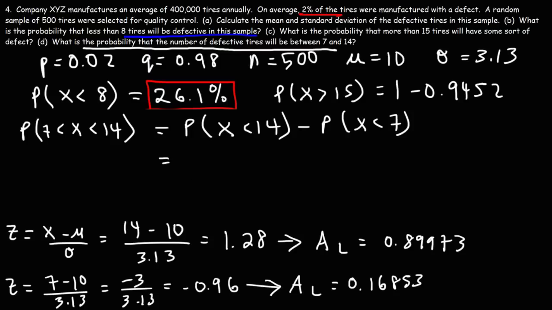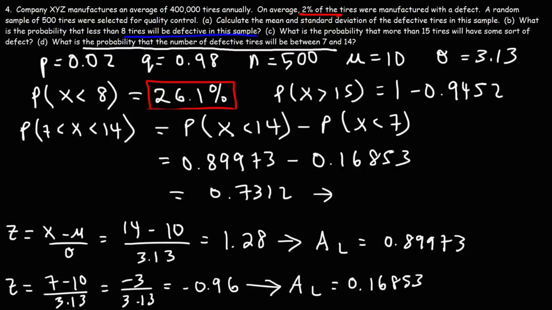So the area under the curve from the left to x equals 14 is 0.89973. And the probability that x is less than 7 is going to be 0.16853. So we've got to take the difference of those two values, and that's going to give us this answer, 0.7312. So the probability that the number of defective tires will be between 7 and 14 is 73.12%.